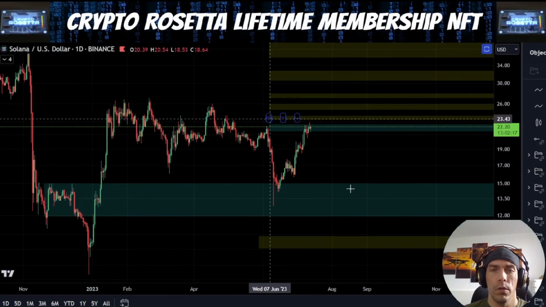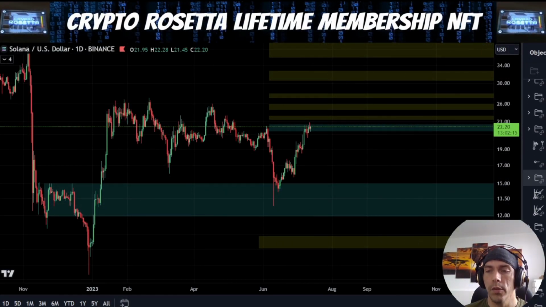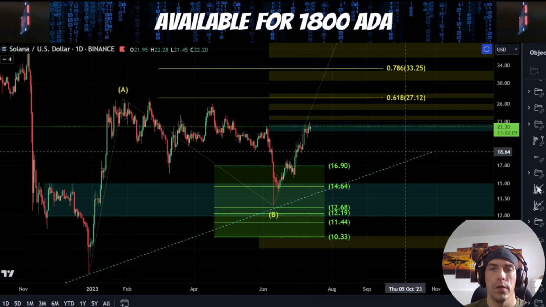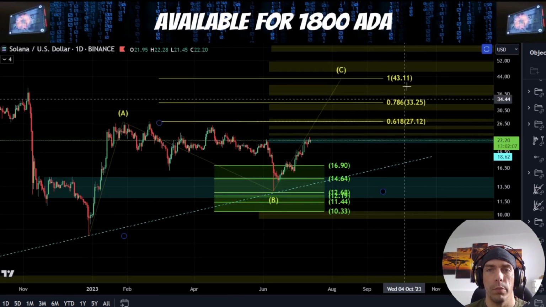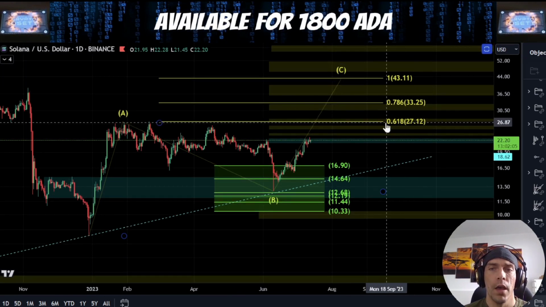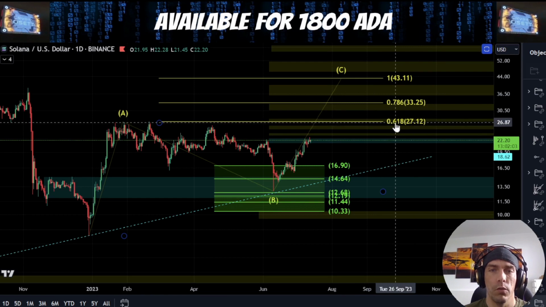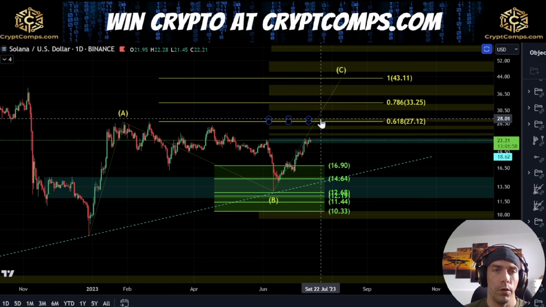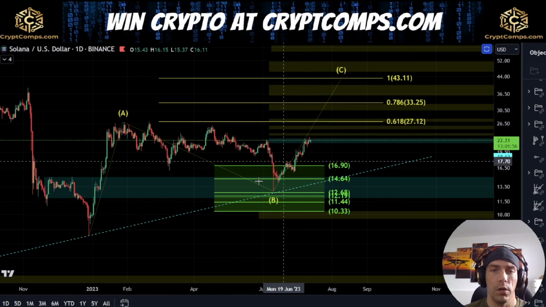Okay, so we're just going to go over quickly what we are looking for here as a potential upside, where we're looking for the possibility that we could see this as an A, a B, and then we're looking for this C wave to the upside. Now our 1-to-1 would actually be up here towards this 43.11, and we do have this 0.618, which would be a minimum requirement I'd want to see here for this as a C wave lower down here towards the highs of these A's. So I'm going to be keeping an eye on this.